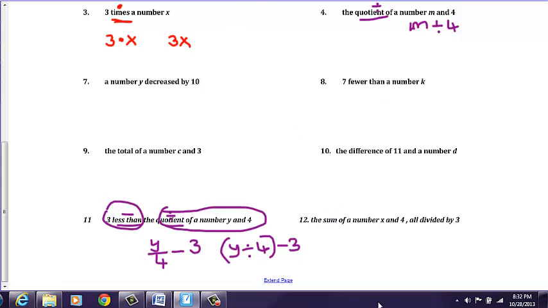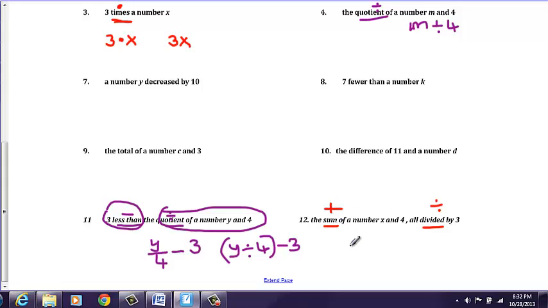In this it says that it is the sum of a number x and 4, and all divided by 3. The sum and all divided by. Sum we know is plus, and then we know that divided means it is a division sign. This was an easy one.